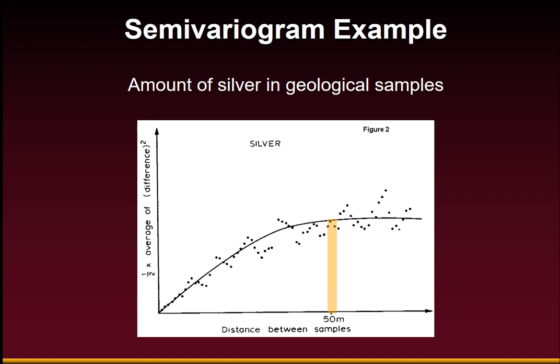So let's take a quick look at an example of the amount of silver in geologic samples. The similarity of the amount of silver in two separate samples is plotted on the y-axis, and the distance between the samples, so how far apart they were in the field, is plotted on the x-axis. You can see that the similarity starts to level off around 50 meters, which means that beyond 50 meters, we wouldn't expect samples to have similar silver values.